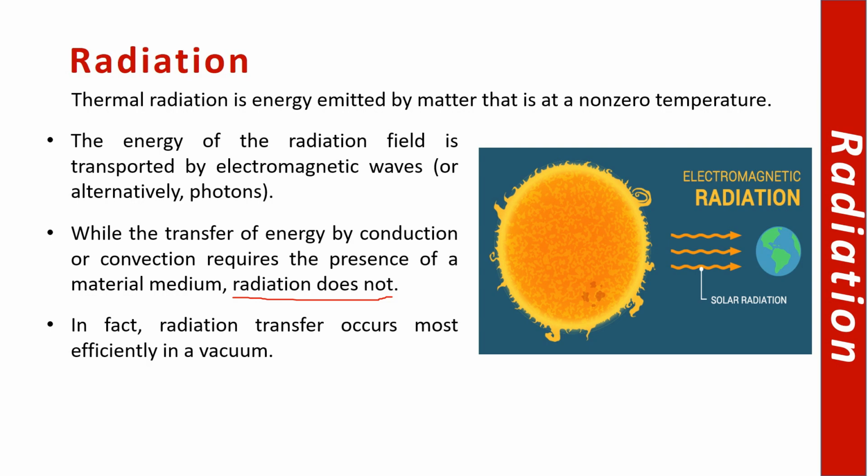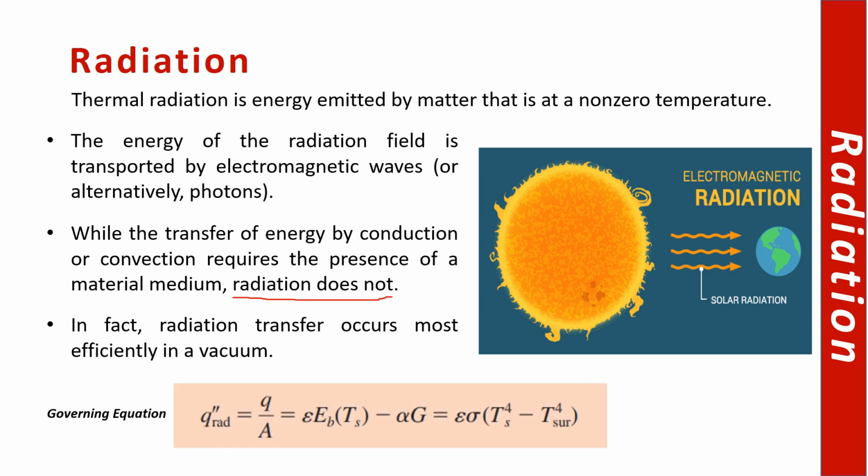Because there is no obstacle, there is no other source of magnetism or electricity or any kind of energy blockage due to the presence of any medium. So that's why radiation transfer takes place more efficiently in vacuum, though there are other factors which we will discuss later when we discuss radiation in detail. The governing equation of radiation is given over here, and again it will be discussed in detail in lecture 4 part 1.